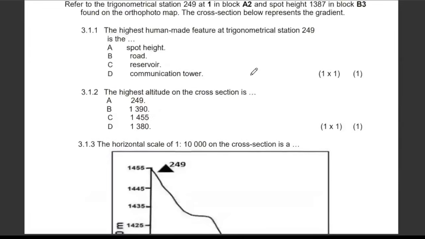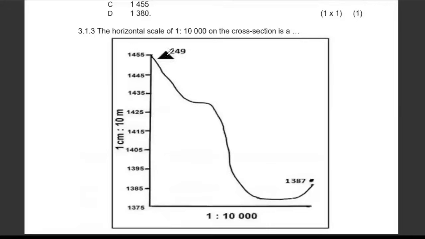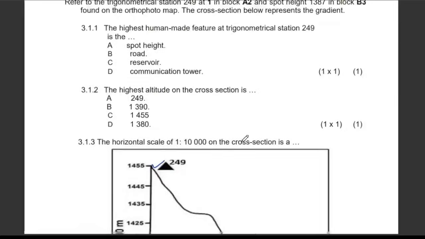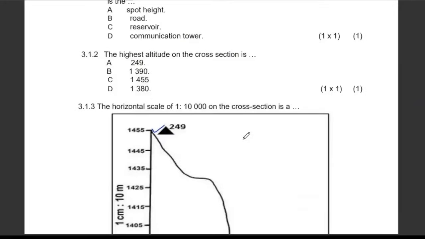So you check, and then it says the highest altitude on the cross section is. Here we are referring to this cross section that has been drawn here on a horizontal scale of 1 is to 10,000. You can see that the highest point is here, and you check your height on the vertical side of the scale here. So for that reason, you can see that your highest point is 1,455. That is the highest point on your sketch of that particular cross section.